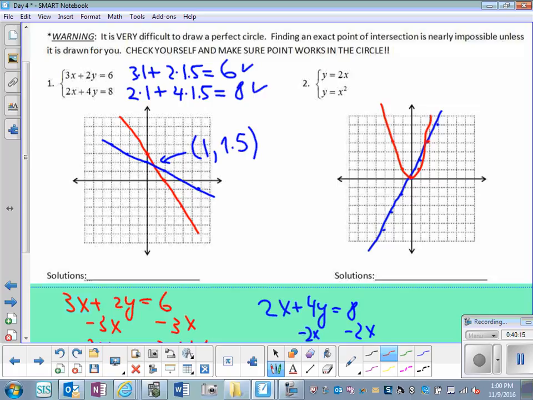How many solutions does this system have? 2 solutions. And what are my solutions? 0, 0 is the first one. This is my first solution, 0, 0. And where is my second solution?